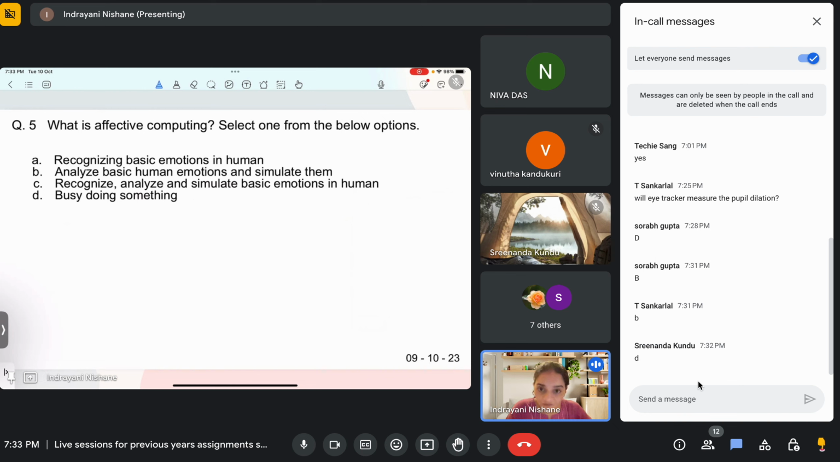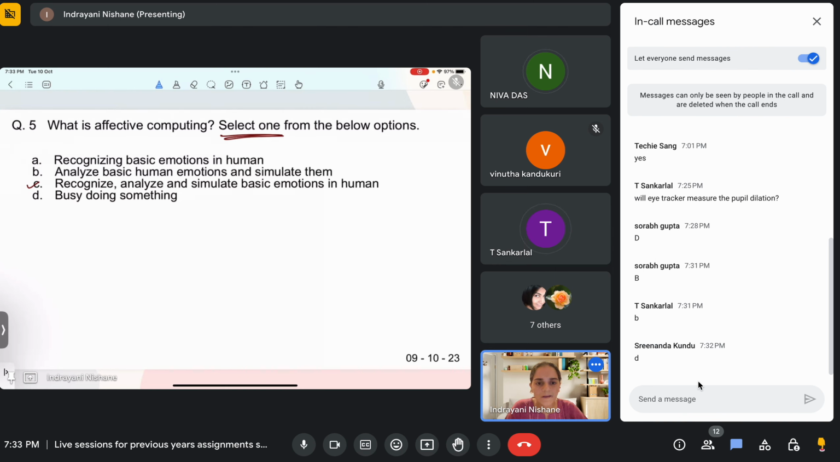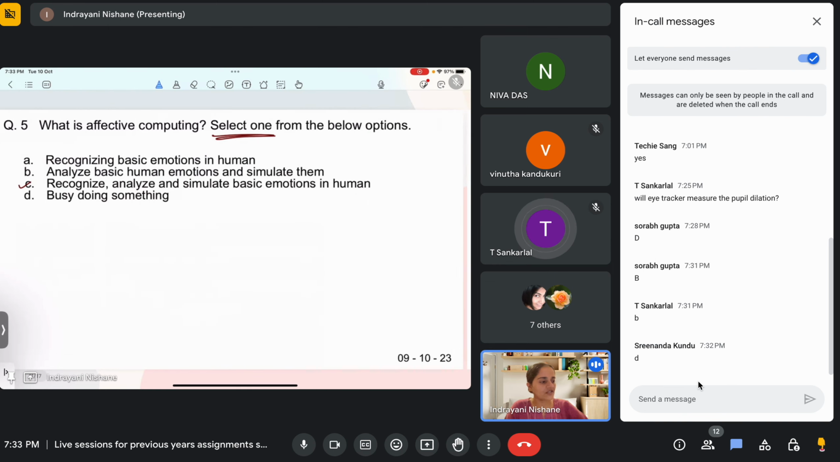Moving on to question 5. What is affective computing? We have to select only one option here. They have given: select only one option from the options below. C. Does everyone agree that C is the correct answer? Right, we are on the same page that C seems to be the correct answer for this. So we'll move on to question 6.